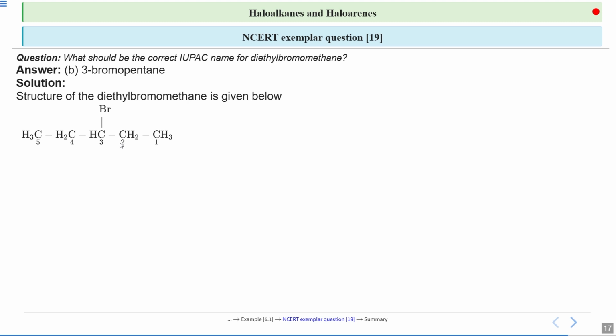Now you can write the IUPAC name. So the IUPAC name for this is 3-bromo, because at third position we have bromine. Pentane, in the parent chain we have 5 carbons, 3-bromopentane. So from diethyl bromomethane we have this structure, and from this structure the IUPAC name is 3-bromopentane. Hence the correct answer is option B.